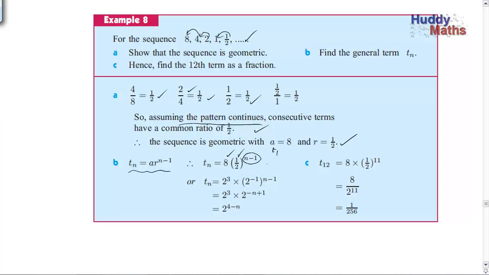Okay, so can we simplify this? Yep. 8 is 2 cubed. A half is 2 to the neg 1. So it's 2 cubed times 2 to the neg 1 raised to the n take 1, which is 2 to the, multiply that, neg 1 by n take 1. Remember the power rule: a to the m all to the n is a to the mn. Okay, so now it is 2 to the 3 plus, this is 4 take n, simplifying it. So using that, can you find the 12th term? Okay, so it's 8 by a half to the 11th.